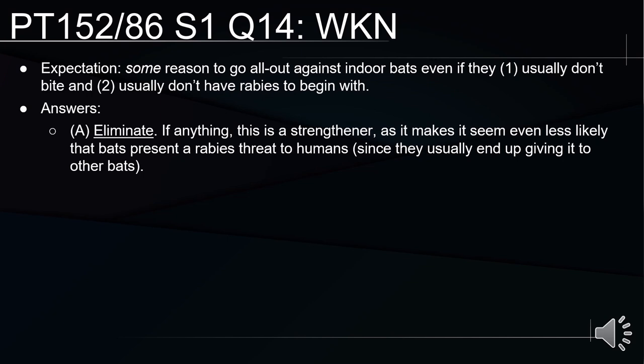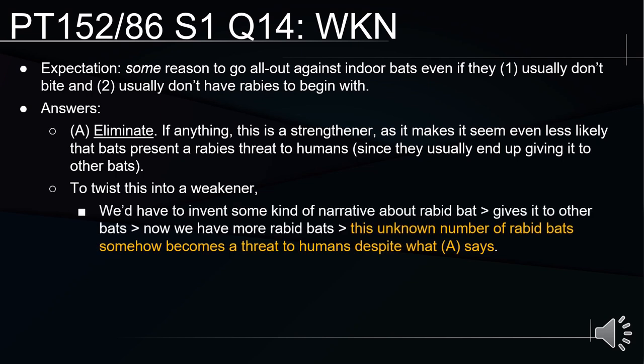Because, as A says, they usually end up giving it to other bats, and humans are not other bats. So it just moves bat to human transmission even further down the list. To twist this into a weakener, to actually make it work, we'd have to do quite a bit. We'd have to invent some kind of narrative about one or just a few rabid bats ending up giving it to more bats, and now we have a bigger number of rabid bats.